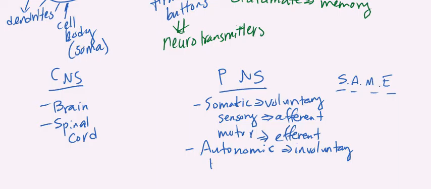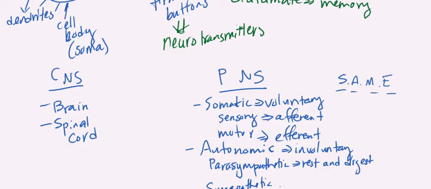Autonomic nervous system has two parts, parasympathetic and sympathetic. Parasympathetic is known as rest and digest. Sympathetic is known as fight or flight. Okay, and these are things that happen in the background. You have no control over them.